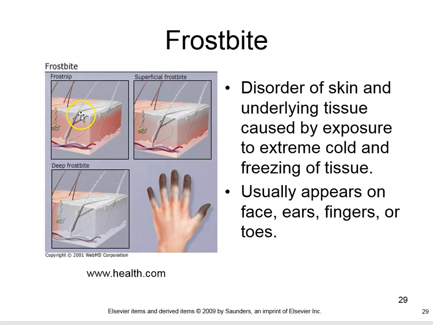So this first one right here is first degree, and that's the epidermis is reddened, swollen, and may look waxy. Loss of sensation in affected area. This is the second degree, which is a superficial frostbite. The skin is reddened, swollen, and blisters form that are filled with clear or milky fluid. This is the third degree. Blisters are filled with blood and skin begins to turn black. And the fourth degree, epidermis, dermis, and underlying muscles, tendons, and bones are damaged.